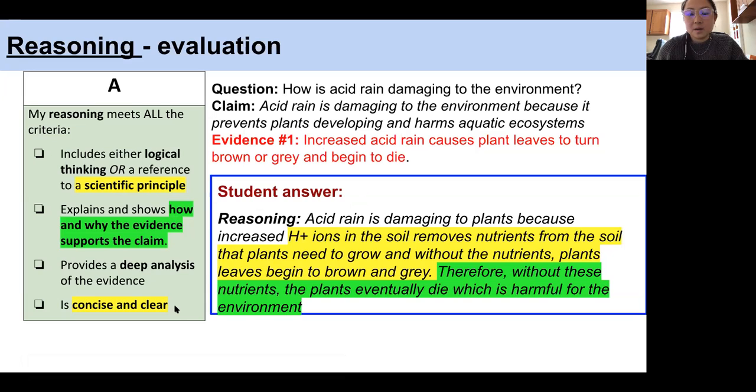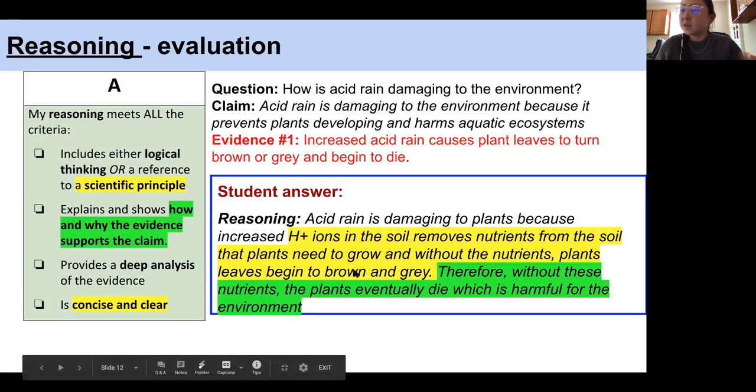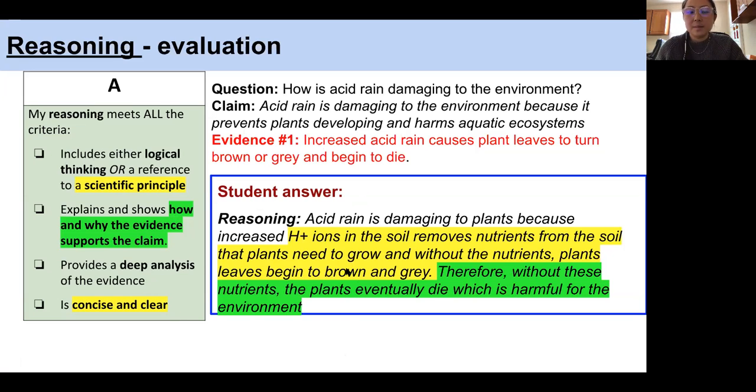Oh, and of course it's concise and clear. I don't repeat myself very often. I say what I need to say and not much more.